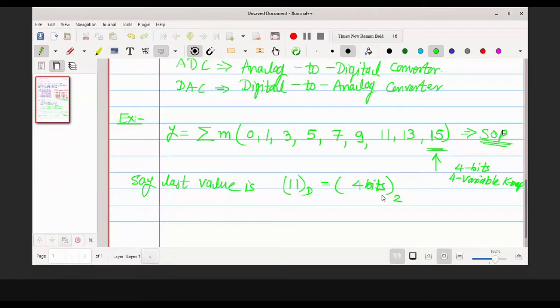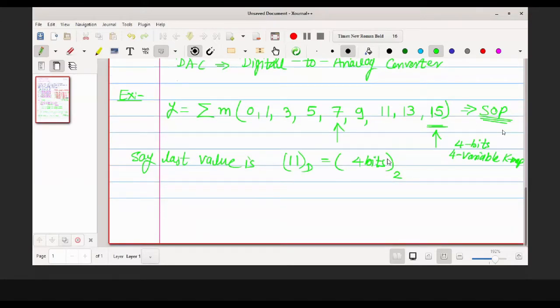It may happen that in some problems you are given the last value as 7 only. There, obviously, it is a 3 variable K-map, but if it is specified that you are supposed to use a 4 variable K-map and the last value is 7, in that case also you have to follow the 4 variable. Otherwise, if nothing is specified, by default you look at the max value in the min term expression, and however many bits are required to represent that max value, accordingly you select the number of variable K-map.